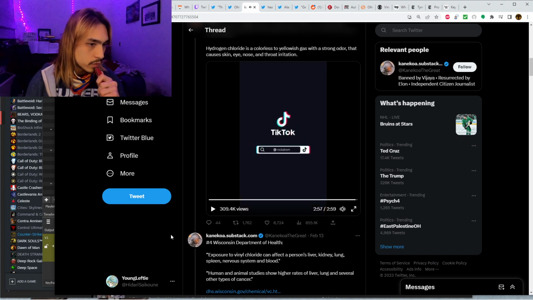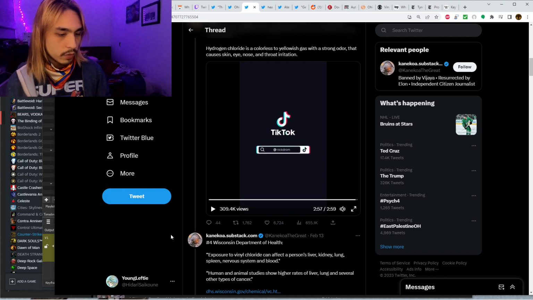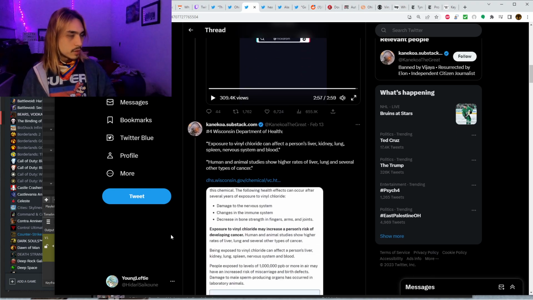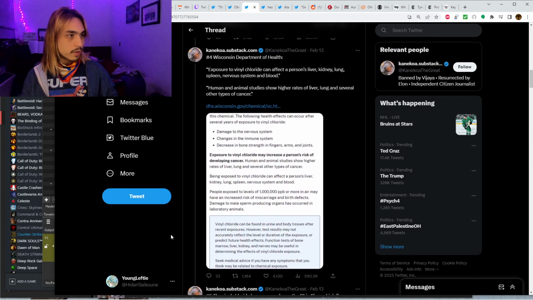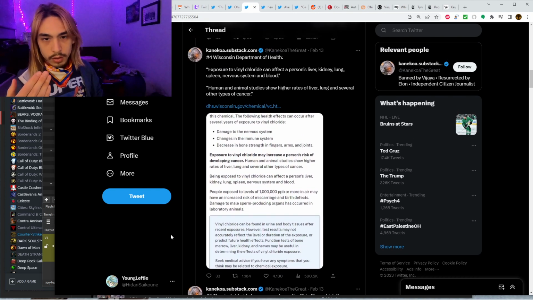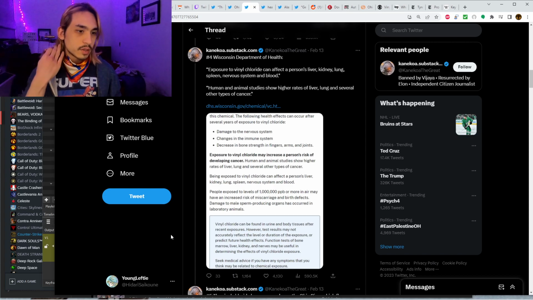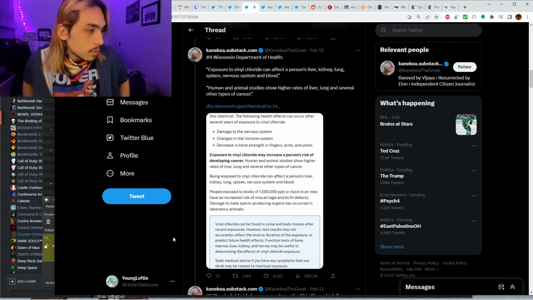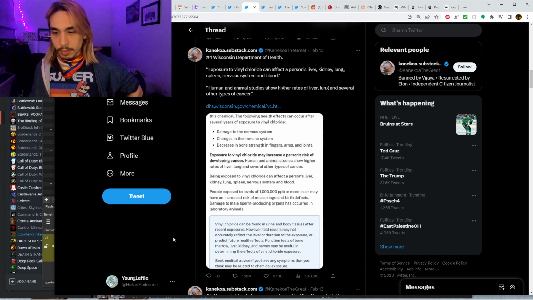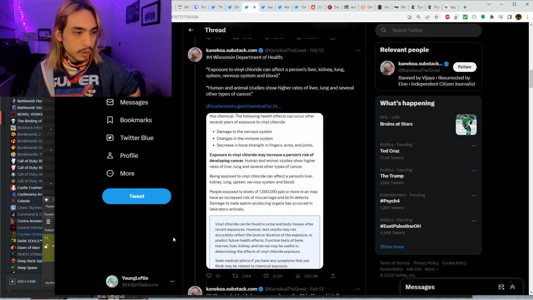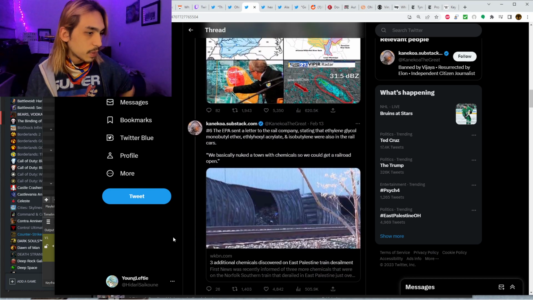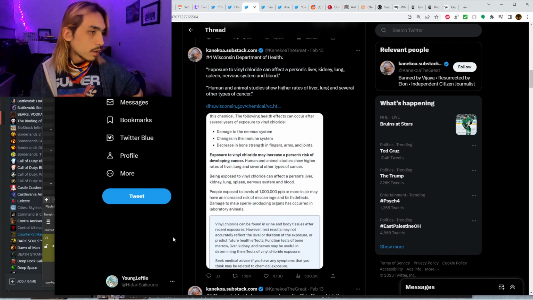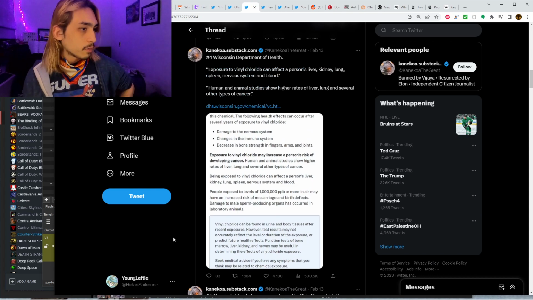So there's no way of knowing the true danger, because of course they're going to play down the effect. The government is going to play down the bad stuff because they want the public to not freak out, and to not be too critical of them. And of course, the companies want to play it down because they don't want to spend as much money cleaning, right? Exposure to vinyl chloride can affect a person's liver, kidney, lung, spleen, nervous system, and blood. High rates of liver, lung, and several other types of cancer.